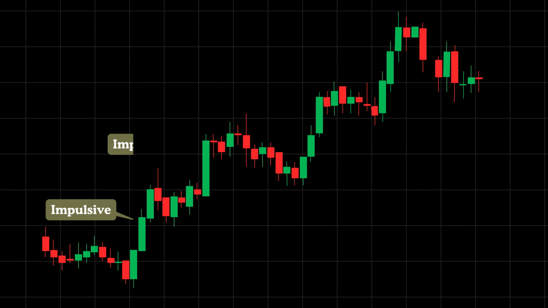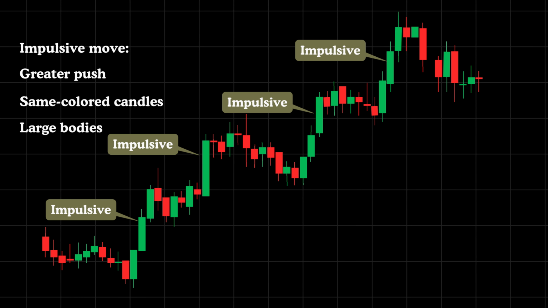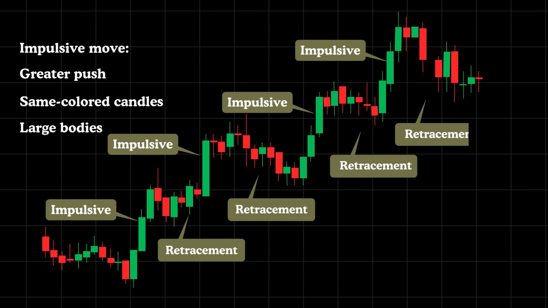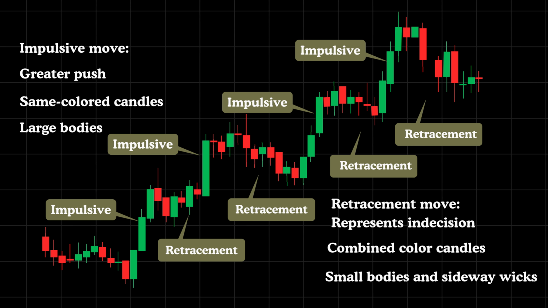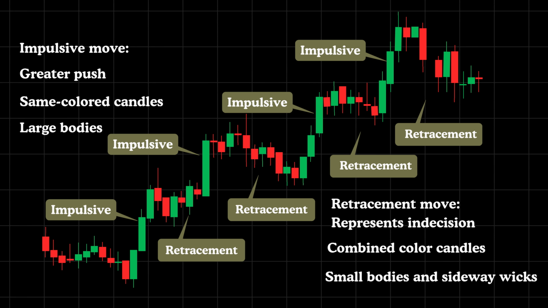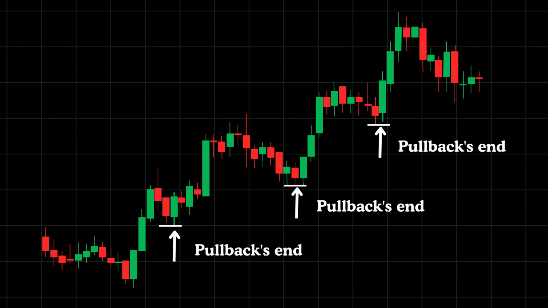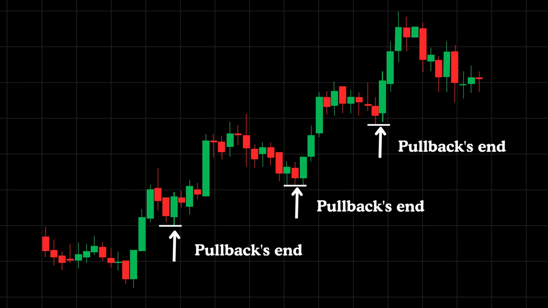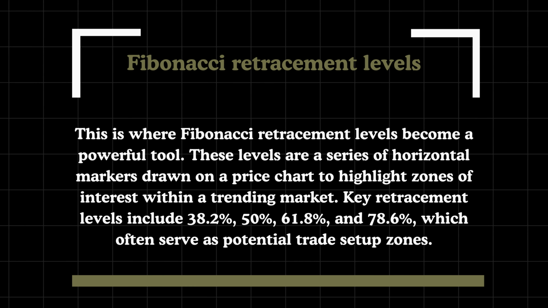Impulse waves typically drive the price further with strong momentum, often marked by consecutive candles of the same color and large bodies. In contrast, retracement phases reflect market hesitation, shown by mixed-colored candles with smaller bodies and sideways wicks on the chart. Spotting where a retracement ends and a new impulse begins can be extremely rewarding, as it opens the door to potential entry points for buying or selling. This is where Fibonacci retracement levels become a powerful tool.